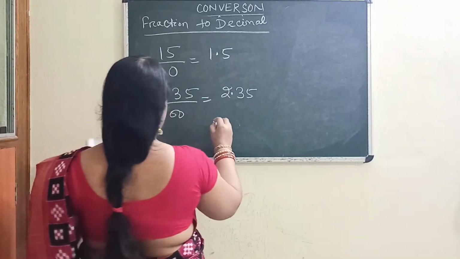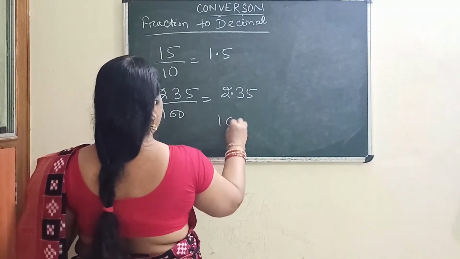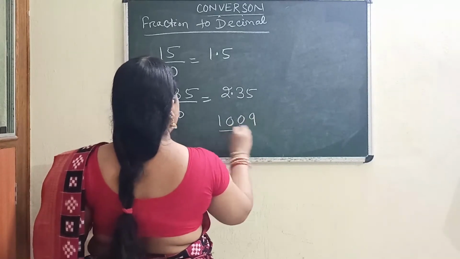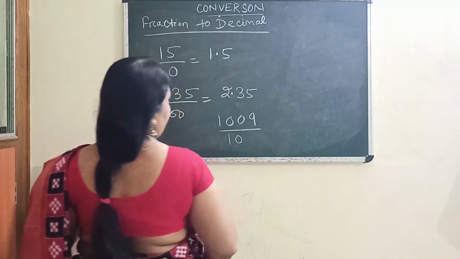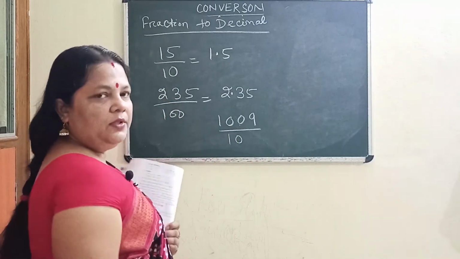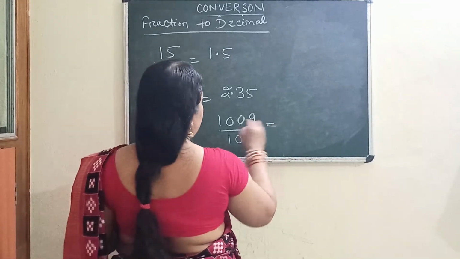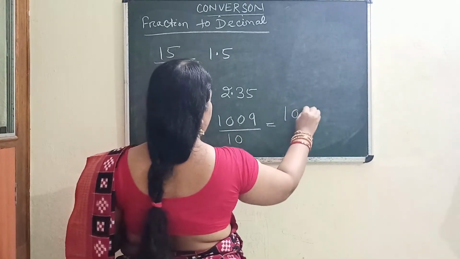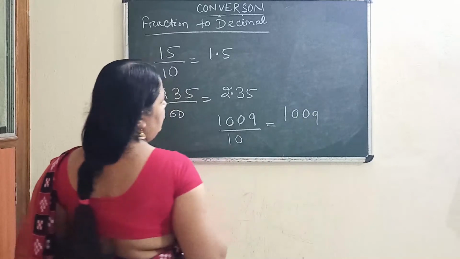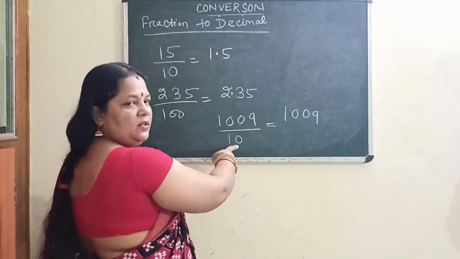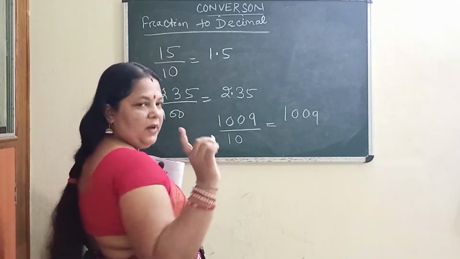One more example let me show. Suppose 1009 divided by 10. So children, what you will do? This numerator number simply you write down. Then how many zeros are there in denominator along with 1? 1 zero.